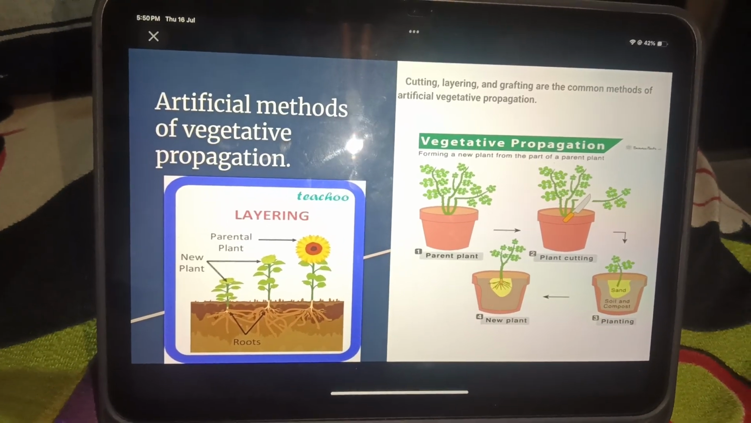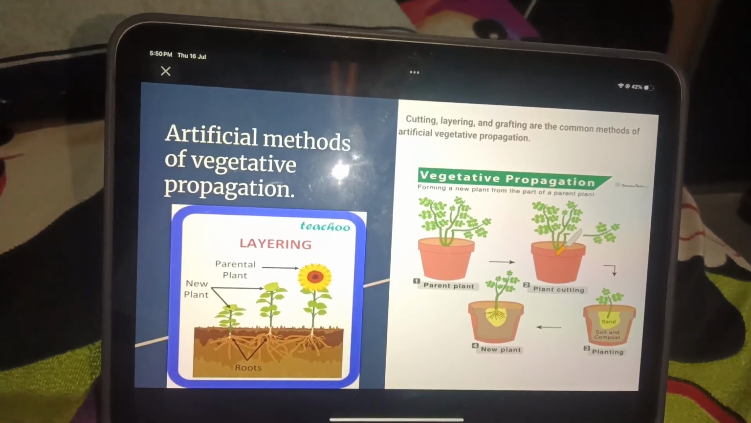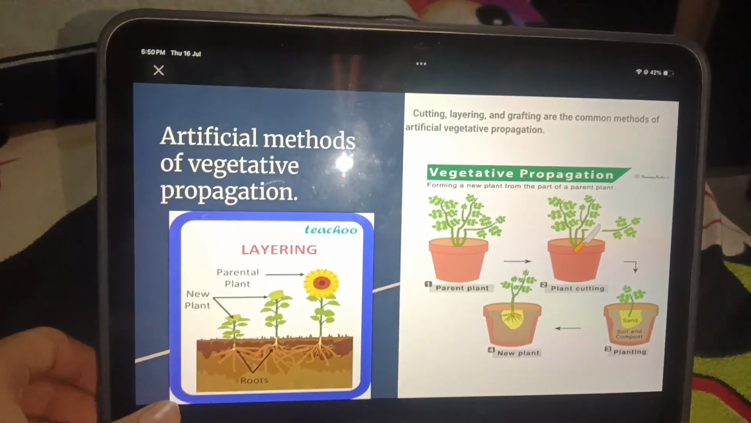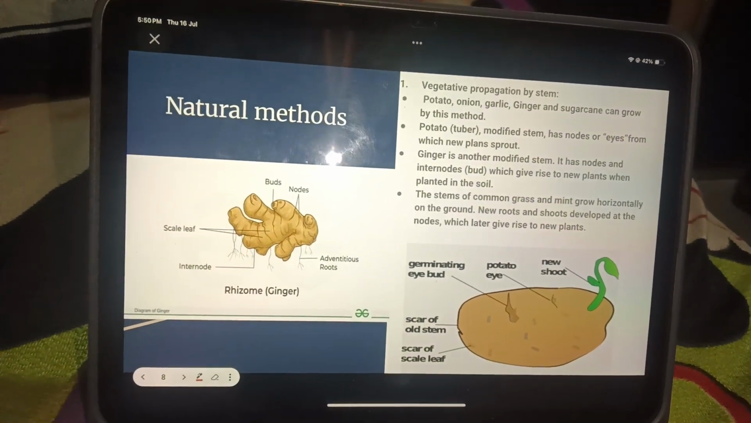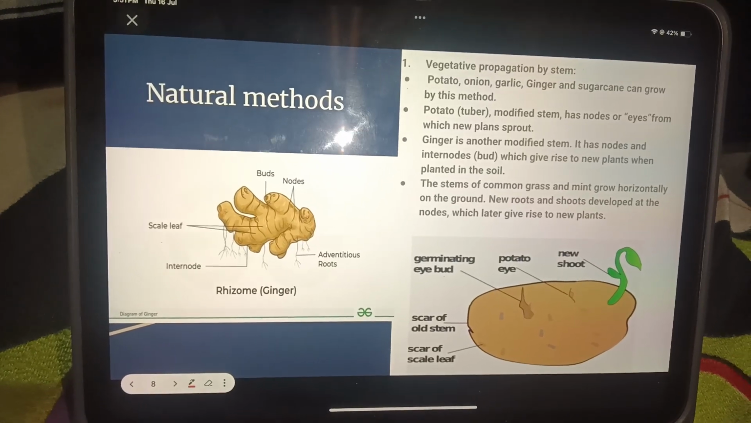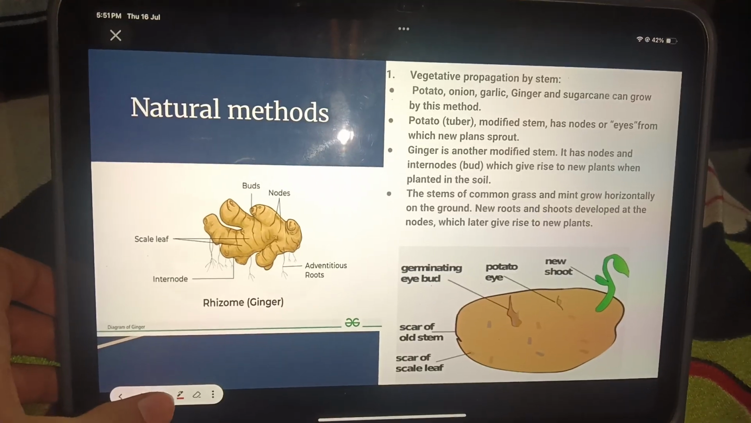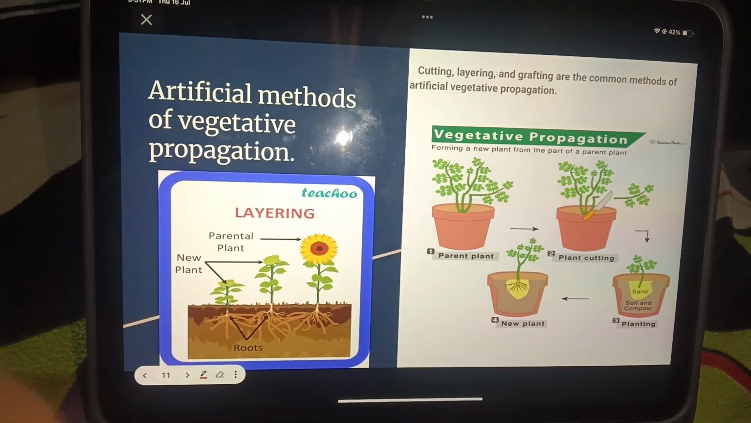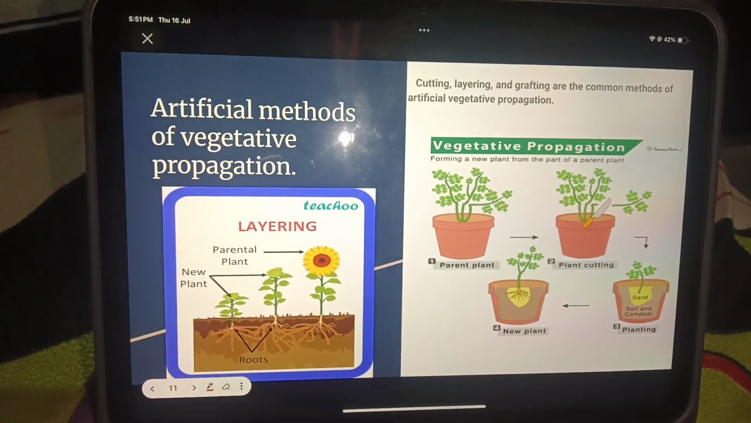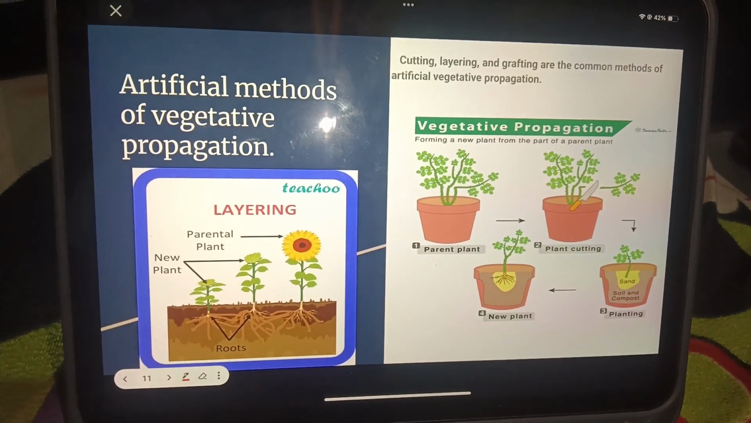Good morning, everyone. Today we are going to start our new topic, that is artificial methods of vegetative propagation. Earlier we studied the vegetative propagation in natural methods, right? By natural methods, how it is propagated, we studied that. There were three topics in that: stem, roots and leaves. But now we are going to start our new topic, artificial methods of vegetative propagation. How we can propagate artificially.